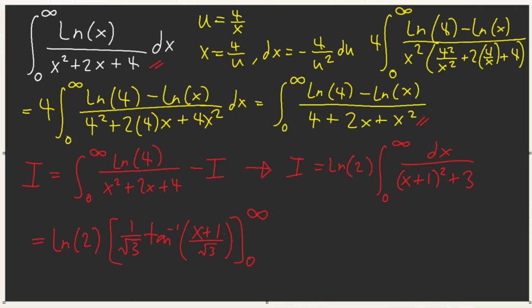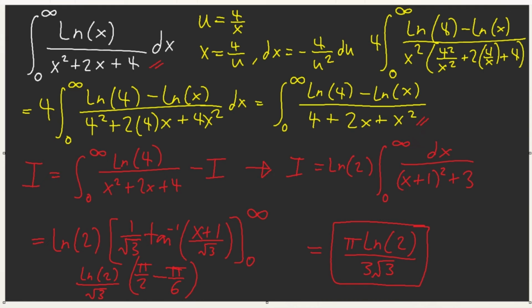Right, plug in infinity, we get pi over 2 minus, I'm going to put the root 3 out of the way, plug in 0, we get 1 over root 3. It's not 0 because we have this plus 1 here. So inverse tangent of 1 over root 3, that's pi over 6. This would be pi over 3. And so our answer is pi ln of 2 over 3 root 3. Okay, this is our answer.